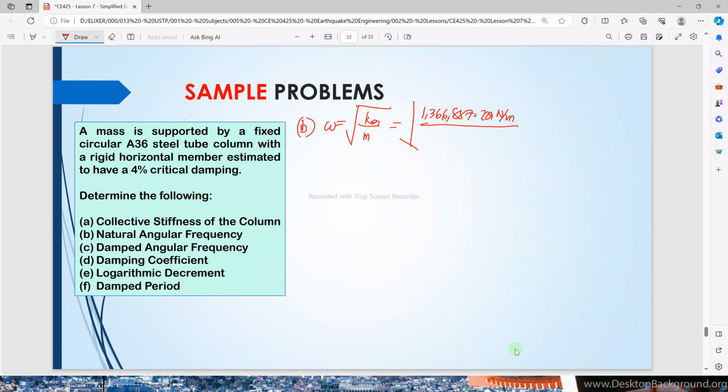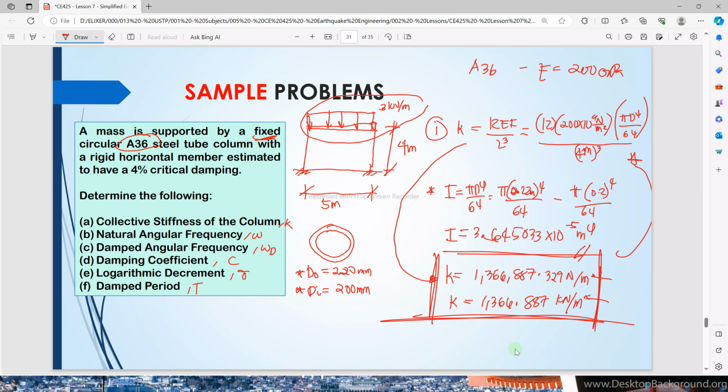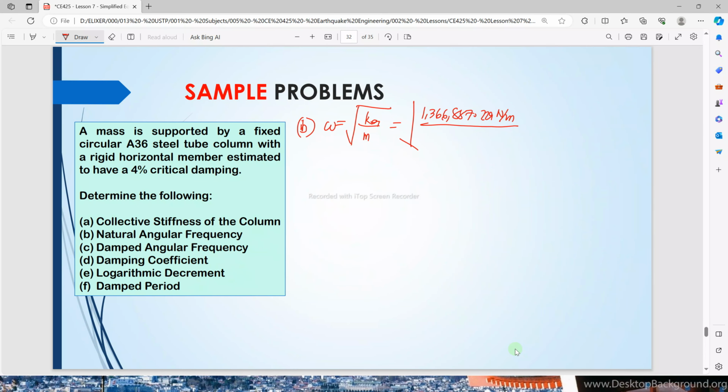You just convert that into Newton per meter. You have 15,000 Newtons, and divided by 9.81 meters per second squared. The omega is equal to 29.899 radians per second.